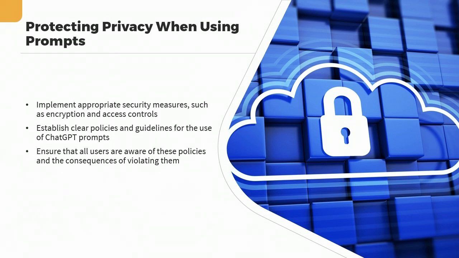AI use policies should also be regularly reviewed and updated to ensure they remain effective and up to date with changing technologies and threats. By taking these steps, you and your organization can help ensure that ChatGPT is used responsibly and for the benefit of society, while also protecting the privacy and security of individuals' sensitive information.